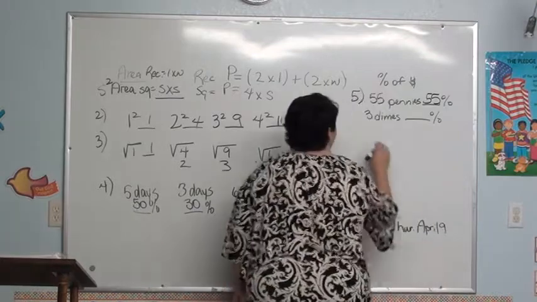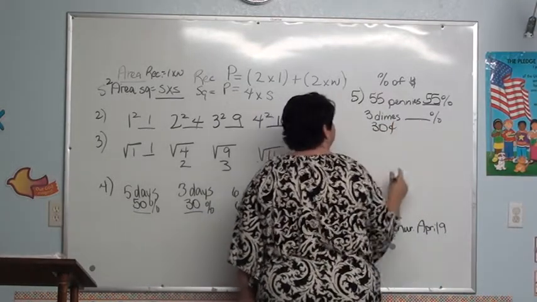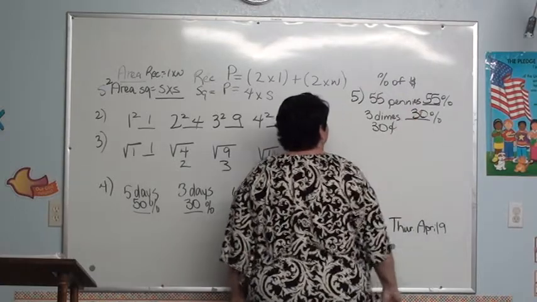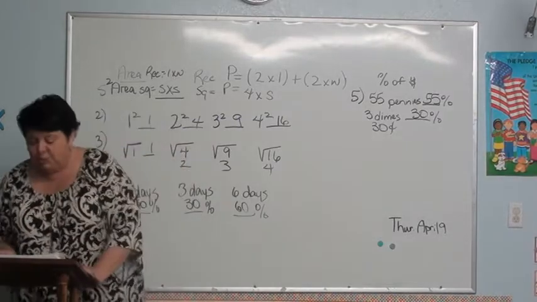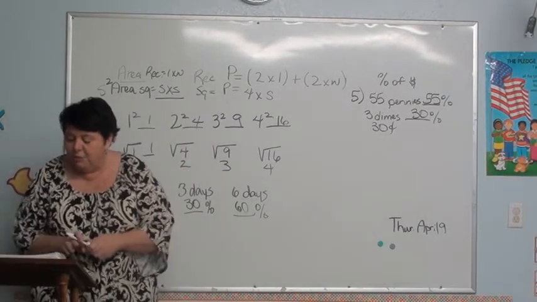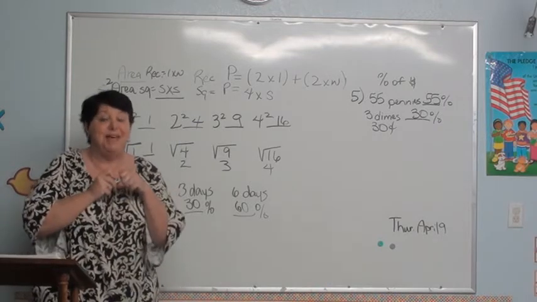Right? 3 dimes is 30 cents. 30 cents is what percent of a dollar? 30%. Isn't this an easy lesson? You should be able to finish this quickly. Remember, you don't have to do the green problems, but I want you to finish this page.